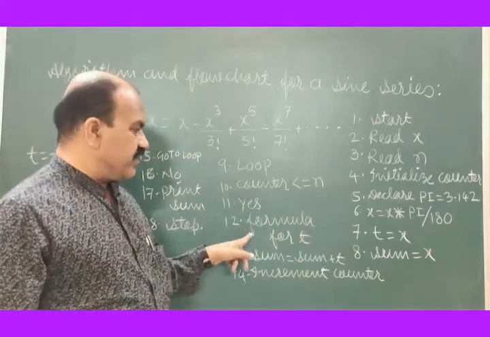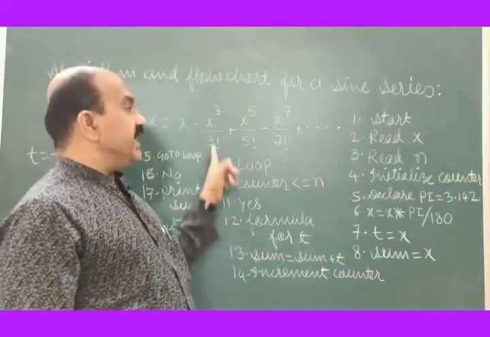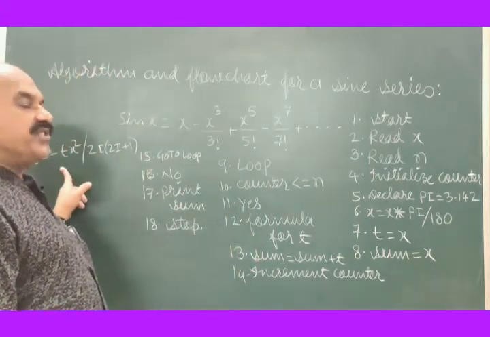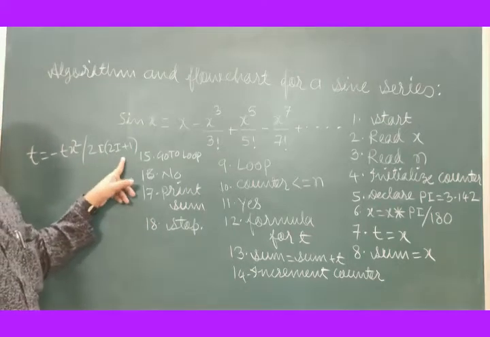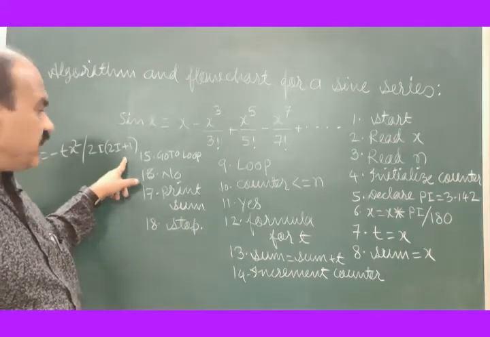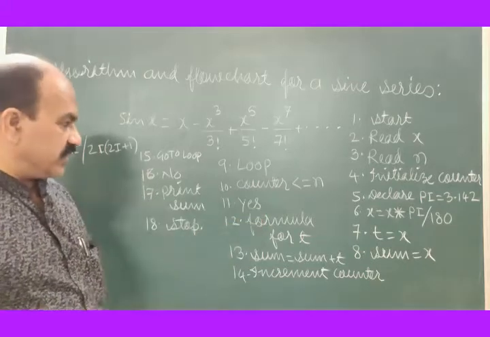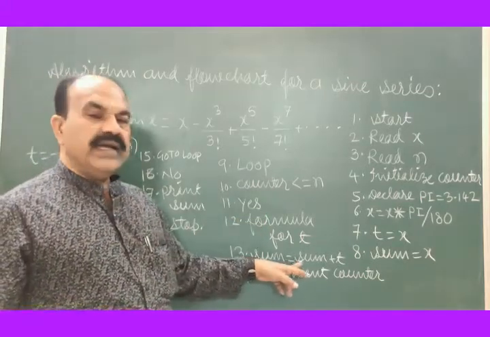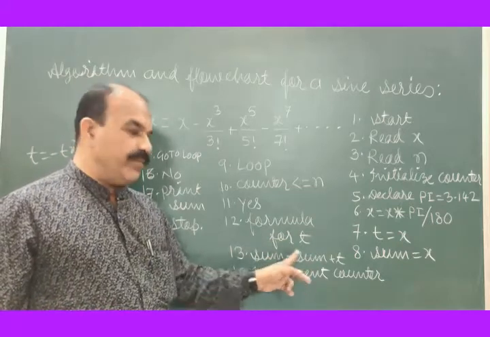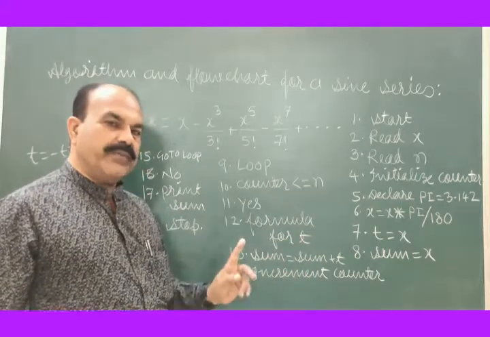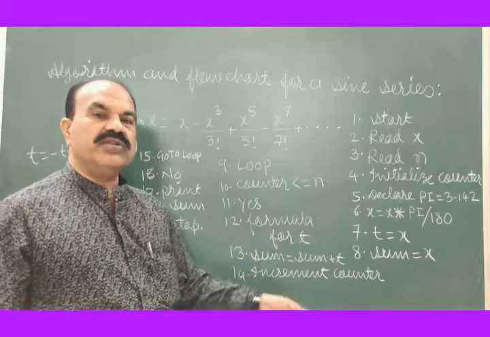answer yes. Formula for finding the next term, the formula is this: t is equal to minus t x square divided by 2i into 2i plus 1, where this I is the counter. Okay, add the term you get here in sum, old sum, to get new sum. Then increment the counter by 1.